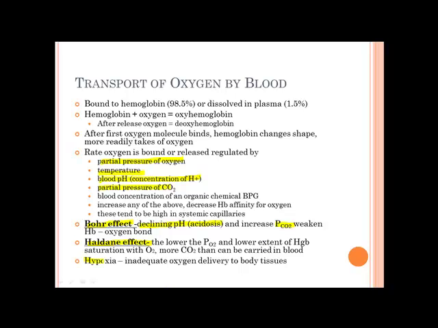The last little definition here is hypoxia. Hypoxia is when you have poor or inadequate oxygen delivery to a specific tissue.